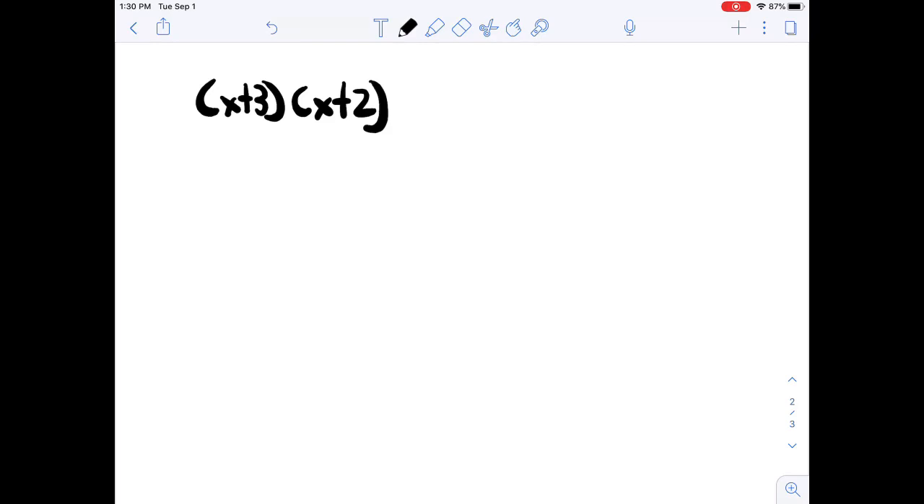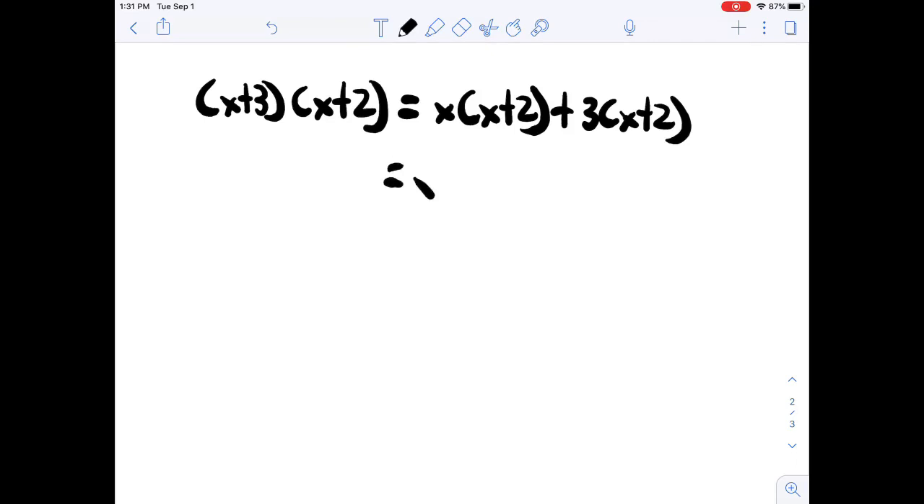So let's try it here. We have to multiply x plus 3 by x plus 2. So this equals x times x plus 2 plus 3 times x plus 2. And from here it equals x squared plus 2x. Because we're using the distributive property, the x is being distributed to both the x and the 2. And then same for the 3.